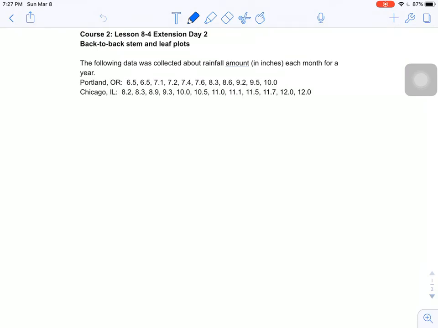We are going to use the data set that you have in front of you. So this is some data about rainfall amounts in inches. This data was collected every month for a year for Portland and for Chicago. So there's 12 pieces of data since there's 12 months in a year. We're going to use this to talk about how to make a back-to-back stem and leaf plot.